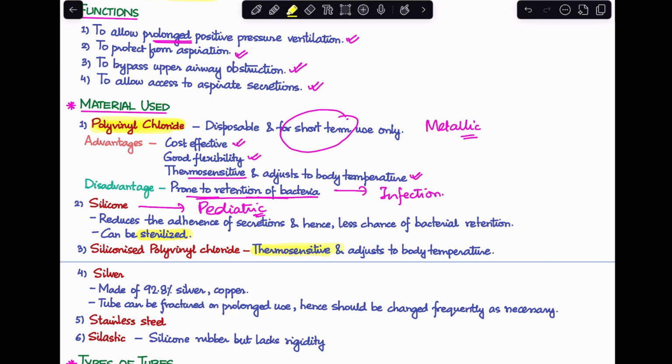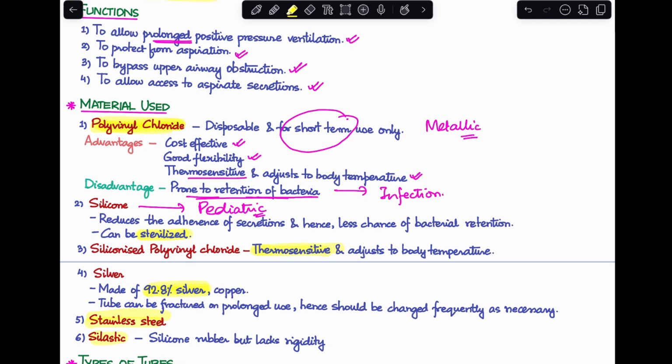Next, we have silver. Some tubes, for example, the Chevalier Jackson metallic tube, is made up of German silver. So, this silver is usually 92.8% silver and there is copper. Now, these tubes can get fractured on prolonged use. Therefore, you should make sure that you're also changing them frequently as and when required. Tracheostomy tube can also be made of stainless steel or silastic. Silastic is silicone rubber, but it lacks rigidity.